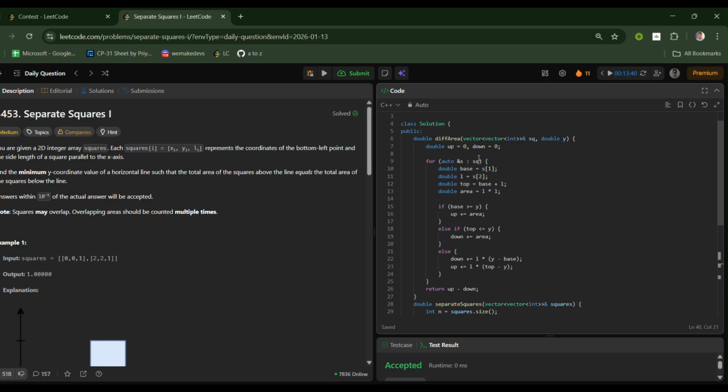Again I am moving through the squares as defined. I am iterating through the squares. I'm taking the base value s1. I'm taking the length of that square as s2. The top will be defined as base plus l, and the base is defined as s1. So the total area of this square will be l cross l. But if this base is greater than or equal to y, it means it should come in which part? It should come in the up part.